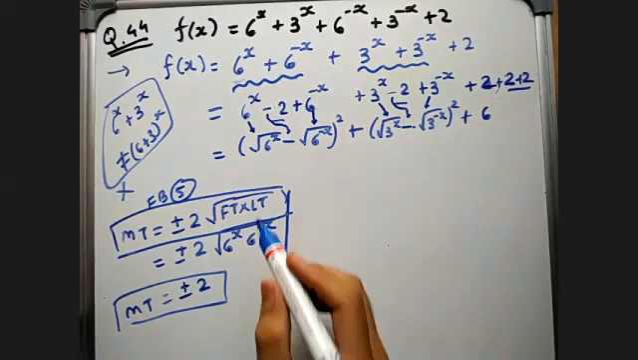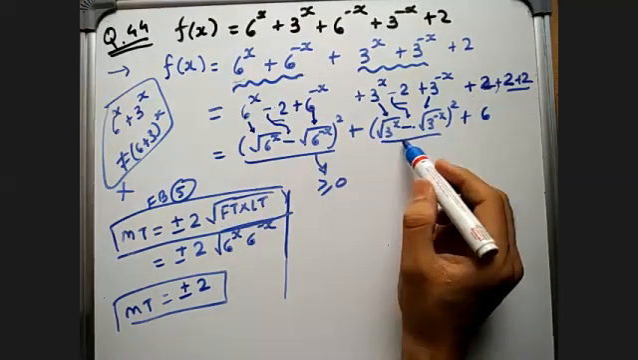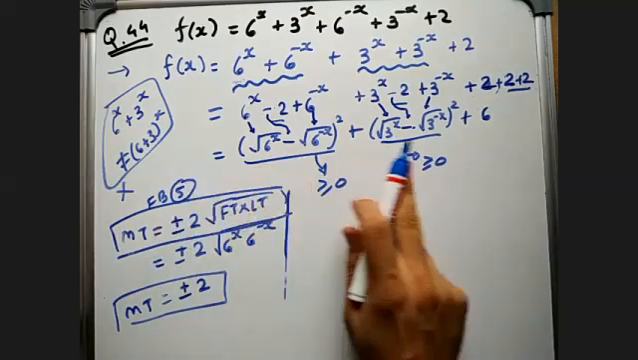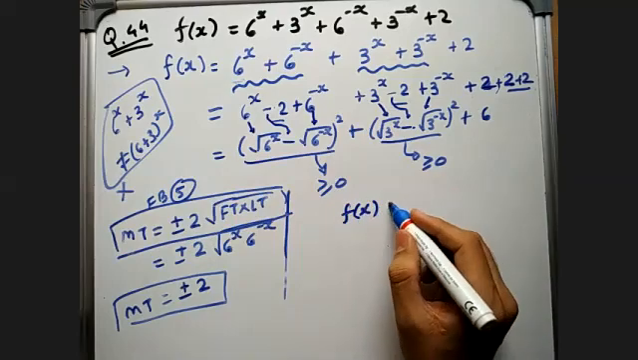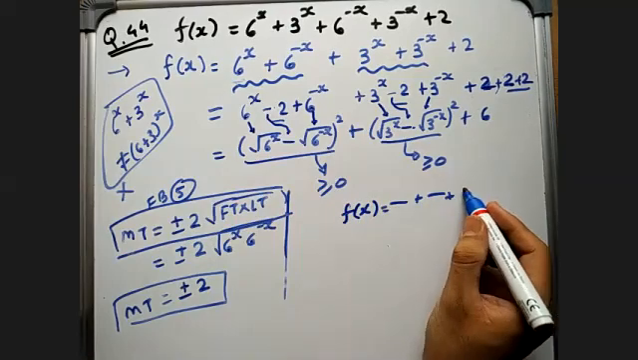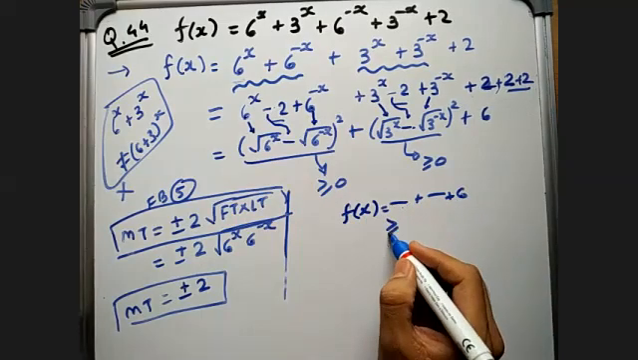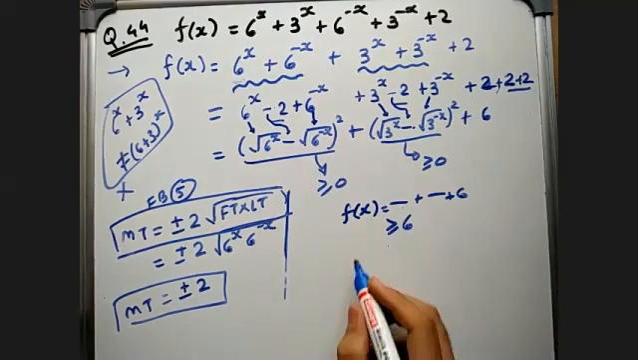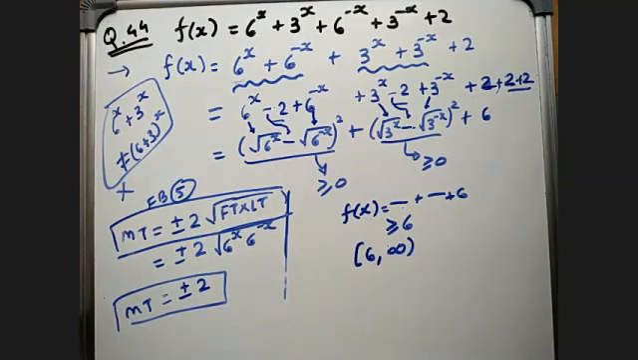Now we know that this term will always be greater than or equal to 0. This term will also be greater than or equal to 0. And if we add all of them, your f of x is this term plus this term plus 6. This is greater than or equal to 0, this is greater than or equal to 0. So obviously this will be greater than or equal to 6. So my f of x is greater than or equal to 6. So my range will be from 6 to infinity. Is it clear?